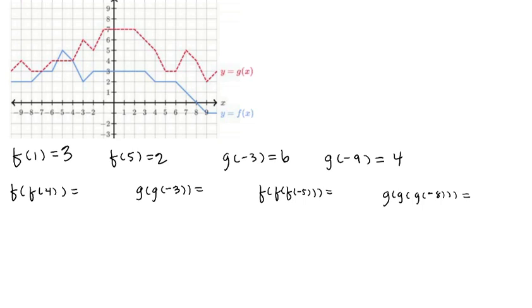All right, and here we've got some repeated self-compositions. Okay, so f of 4, g of -3, f of -5, and g of -8. Okay, so y'all try these on your own. I think that y'all will be fine.